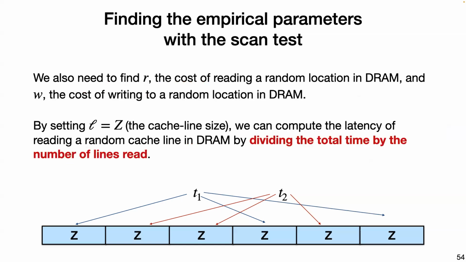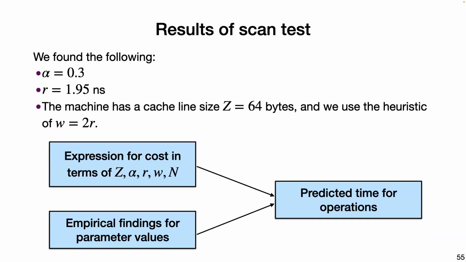And like I said, you also need to find R, which is the cost of reading a random cache line in DRAM. The way you can do that is you set L equal to Z, the cache line size, which is usually 64 bytes. Then you compute the latency of reading the cache line in DRAM, because you have the total time you took to read the entire array, that's the measurement, and the total number of lines read, which is just X divided by 64. If you divide those, you get the time per line.